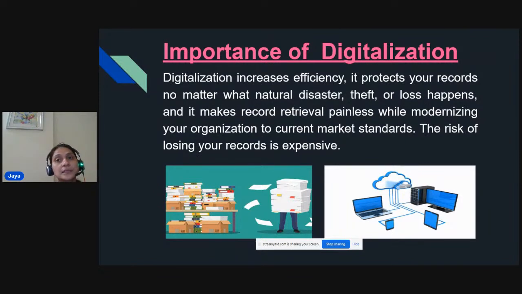How does it increase efficiency? It protects all the records, whatever they are, records of your data about your company, about your products. And if something happens, like a disaster or some losses, you still have the luxury to fix those errors and retrieve that data. But in the traditional method, this is not possible.